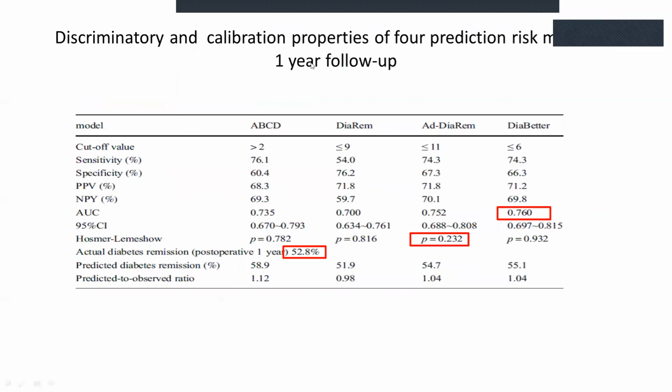So this was the 1-year follow-up prediction according to this study. They evaluated all the 4 models, and when it came to discrimination, the area under curve was highest for the DiaBetter score, followed by the DiaRem, followed by the Advanced-DiaRem. And when they evaluated the calibration using the Hosmer-Lemeshow test, the p-value was least for the Ad-DiaRem. So calibration was the best in case of Ad-DiaRem for the 1-year follow-up cohort.